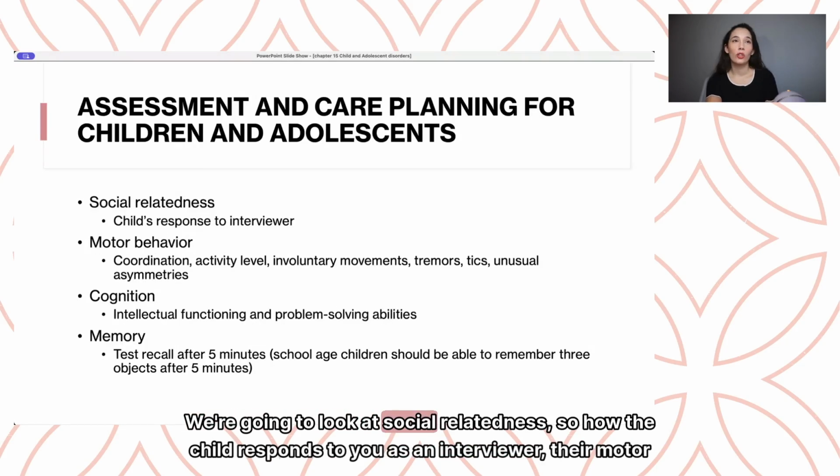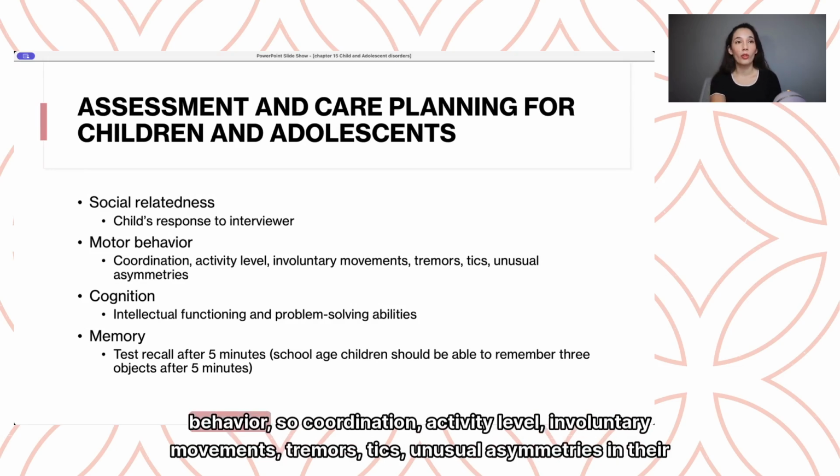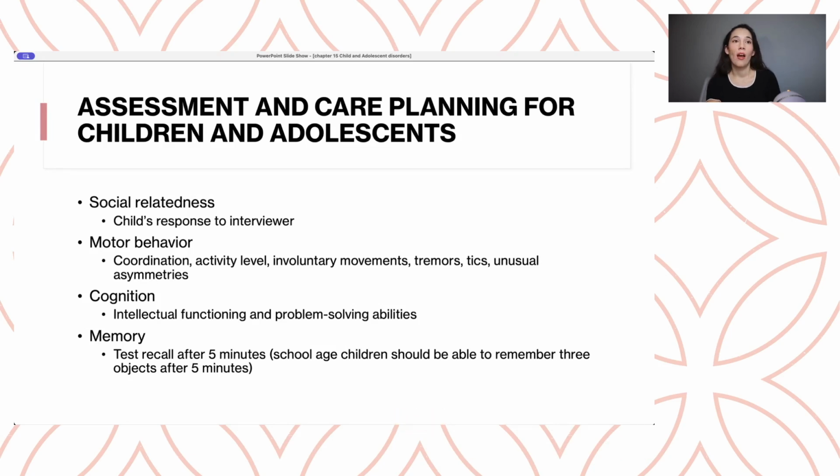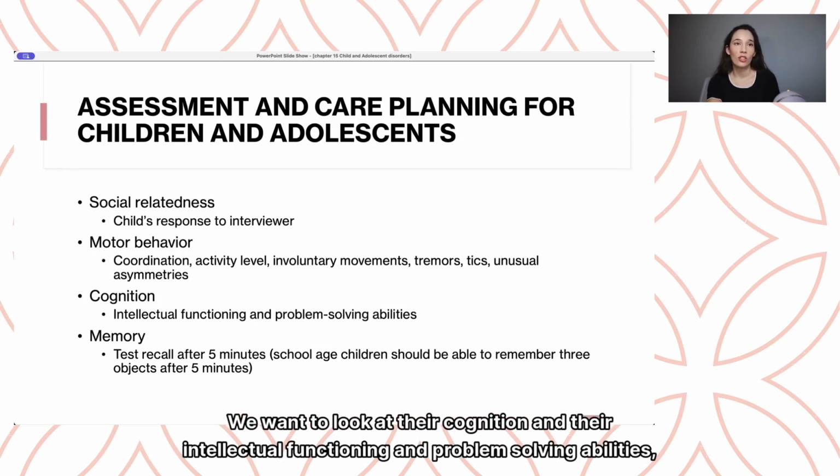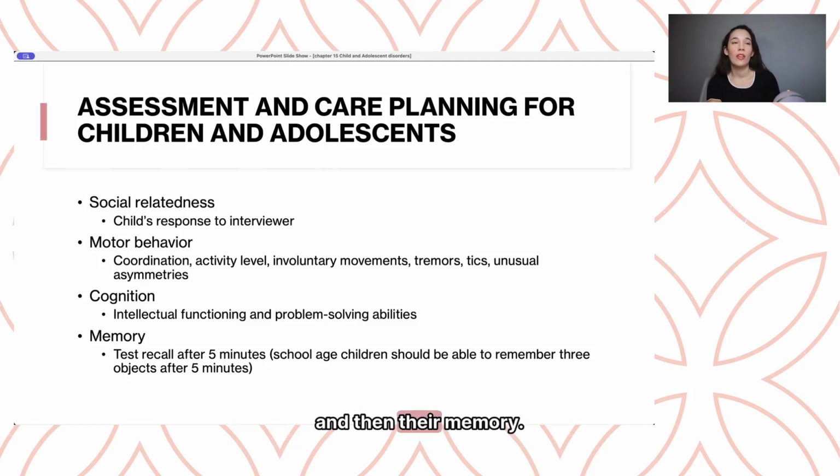We're going to look at social relatedness, so how the child responds to you as an interviewer. Their motor behavior: coordination, activity level, involuntary movements, tremors, tics, unusual asymmetries in their body. We want to look at their cognition, intellectual functioning, and problem-solving abilities, and then their memory.